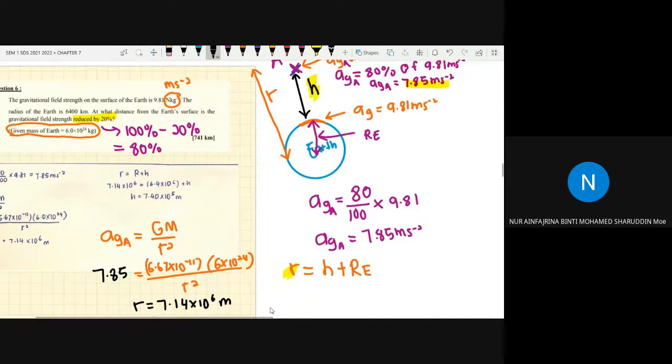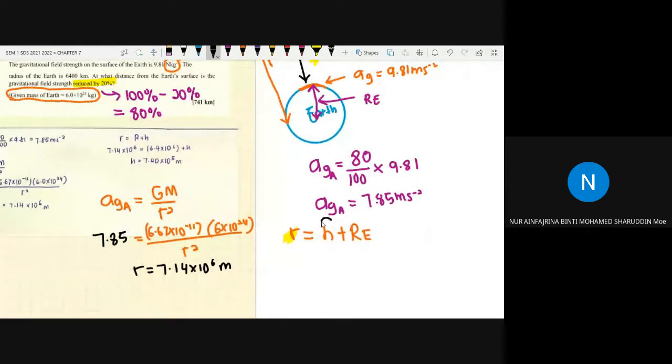Okay, but this is not the final answer because I'm looking for the height. I'm looking for the distance between the surface of the earth to point A. Jadi masukkan je lah 7.14 times 10 to power 6 equals to H, and we know radius of earth is given in the question which is 6,400 kilometer. But kilometer, you must change to meter first. Okay, remember SI unit kita adalah meter.